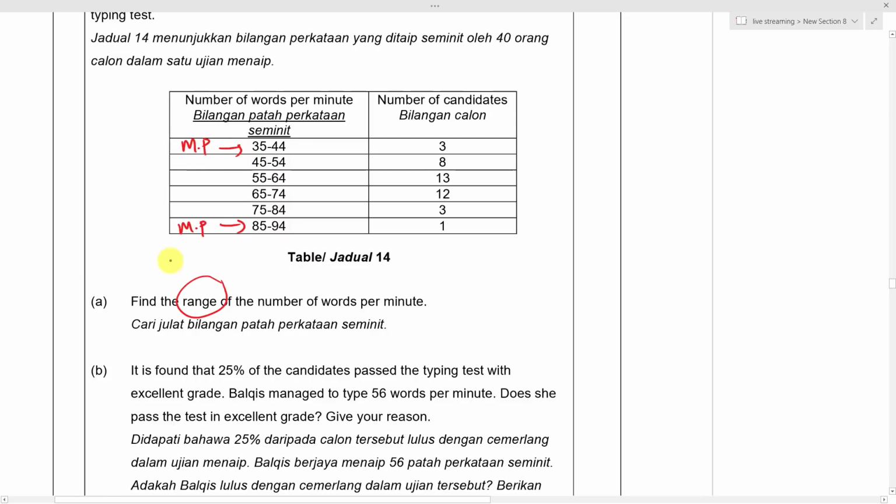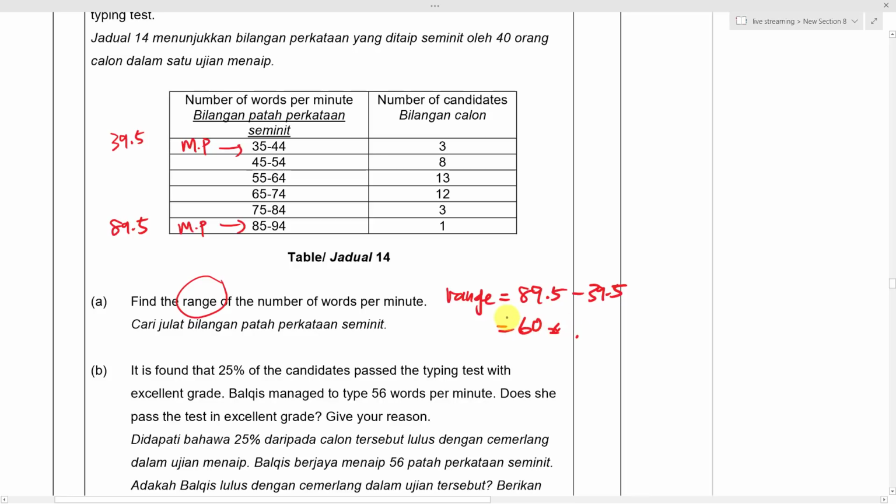So for this one I want to get the midpoint of them: 85 plus 94 divided by 2. I should get 89.5. For this one I will use 44 plus 35 divided by 2, and I will get 39.5. So the range is basically 89.5 minus 39.5. So the range should be 60.